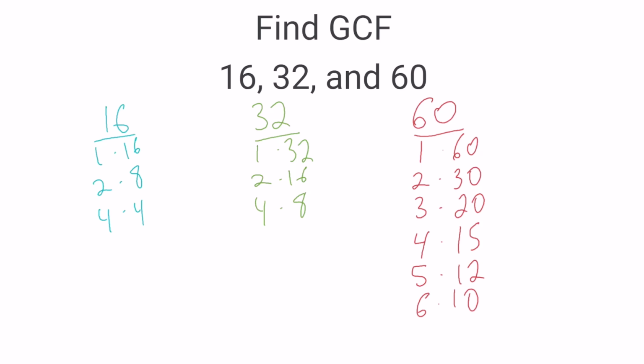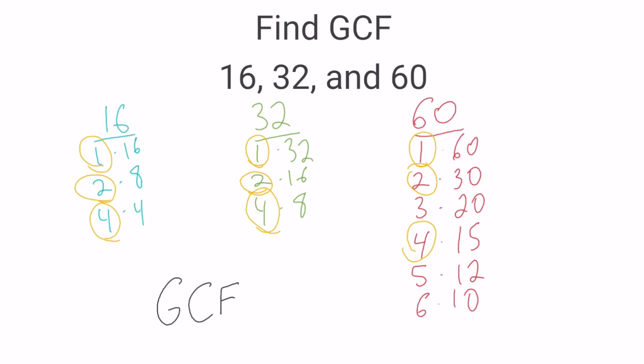So same process, I need to find what value is the largest factor that is shared between all three this time. So the number needs to be in all three. Well, I have a 1 in all three. I have a 2 in all three of them. I have a 4 in all three of them. 16 and 32 share an 8, but 60 does not. So it seems like 4 is my largest factor here. So my GCF is equal to 4.